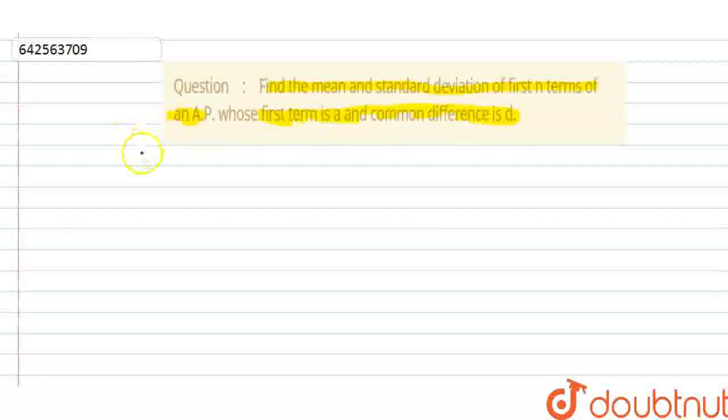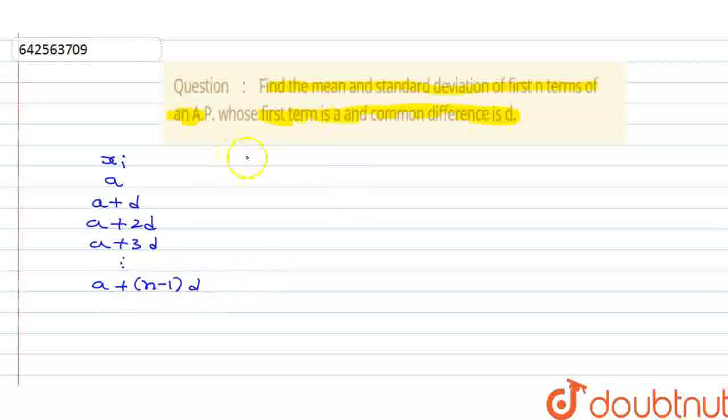First of all, we will write in terms of mean and standard deviation, that is xi. We have seen that sigma xi upon n is the mean. So xi will be A, then A plus D, then A plus 2D, then A plus 3D, and so on, till the last term is A plus (n minus 1) into D. Correct? Similarly, we will be using xi minus A for the standard deviation, so that also we will find.